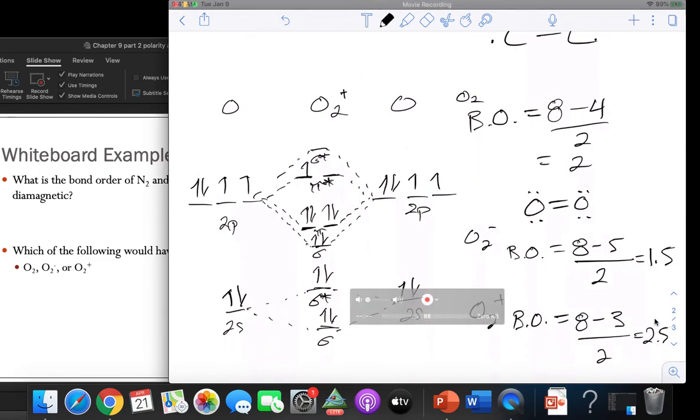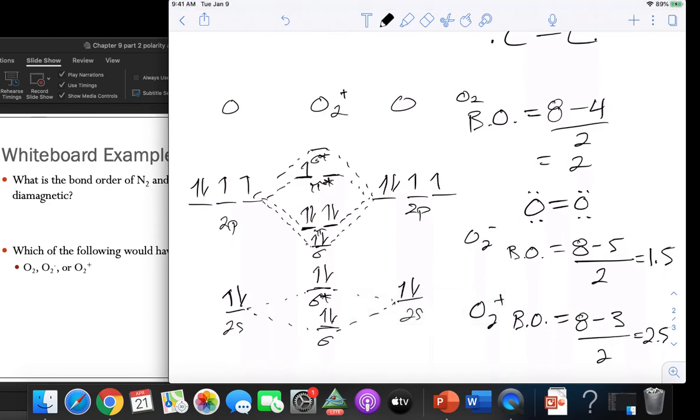All right, so bond order of 2.5, we're comparing these to a bond order of 2, 1.5, 2.5. If we want the shortest bond, we want the highest bond order. Here's our highest bond order, which actually means then O2 plus, this last example here that we've drawn, should have the strongest bond, which is then the shortest bond as a result of that. So O2 plus should have the shortest bond of this bunch.